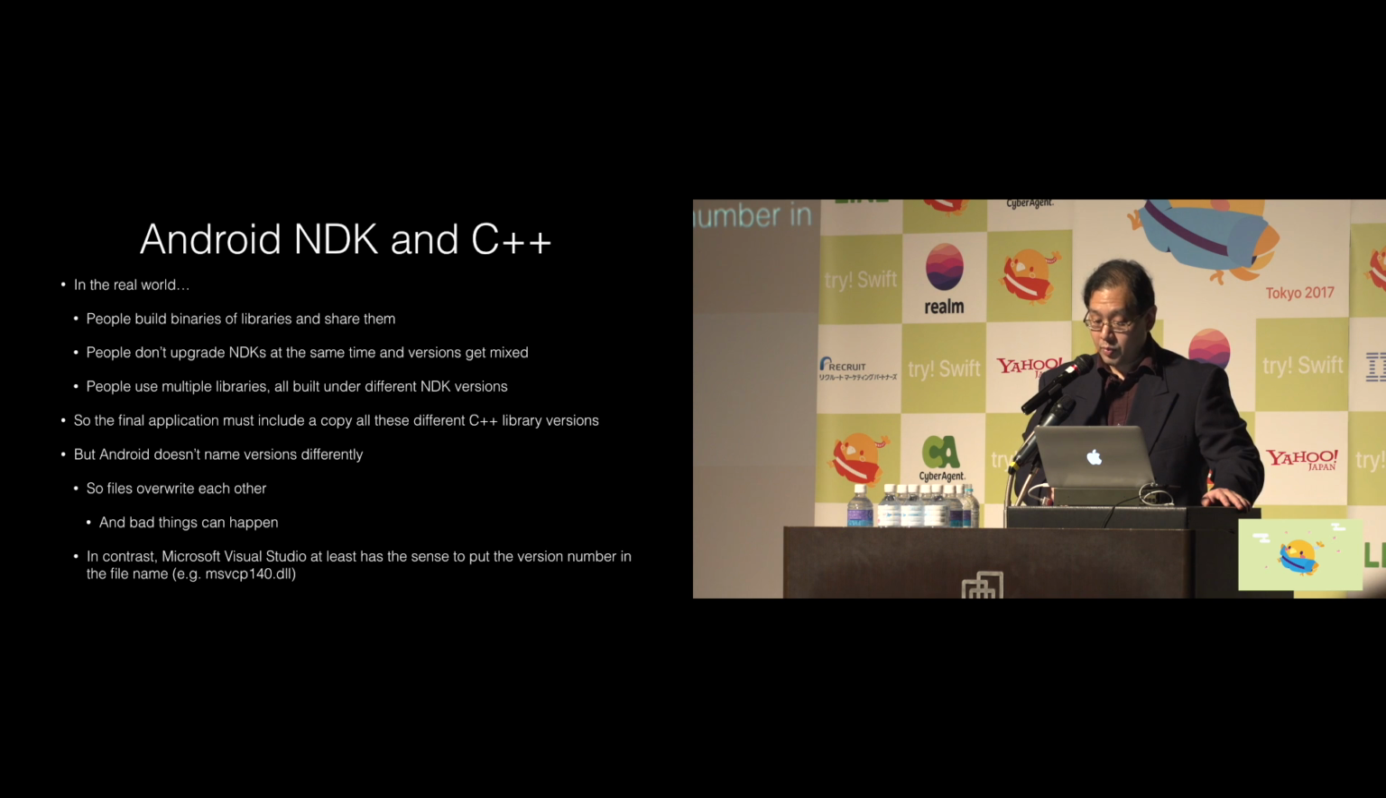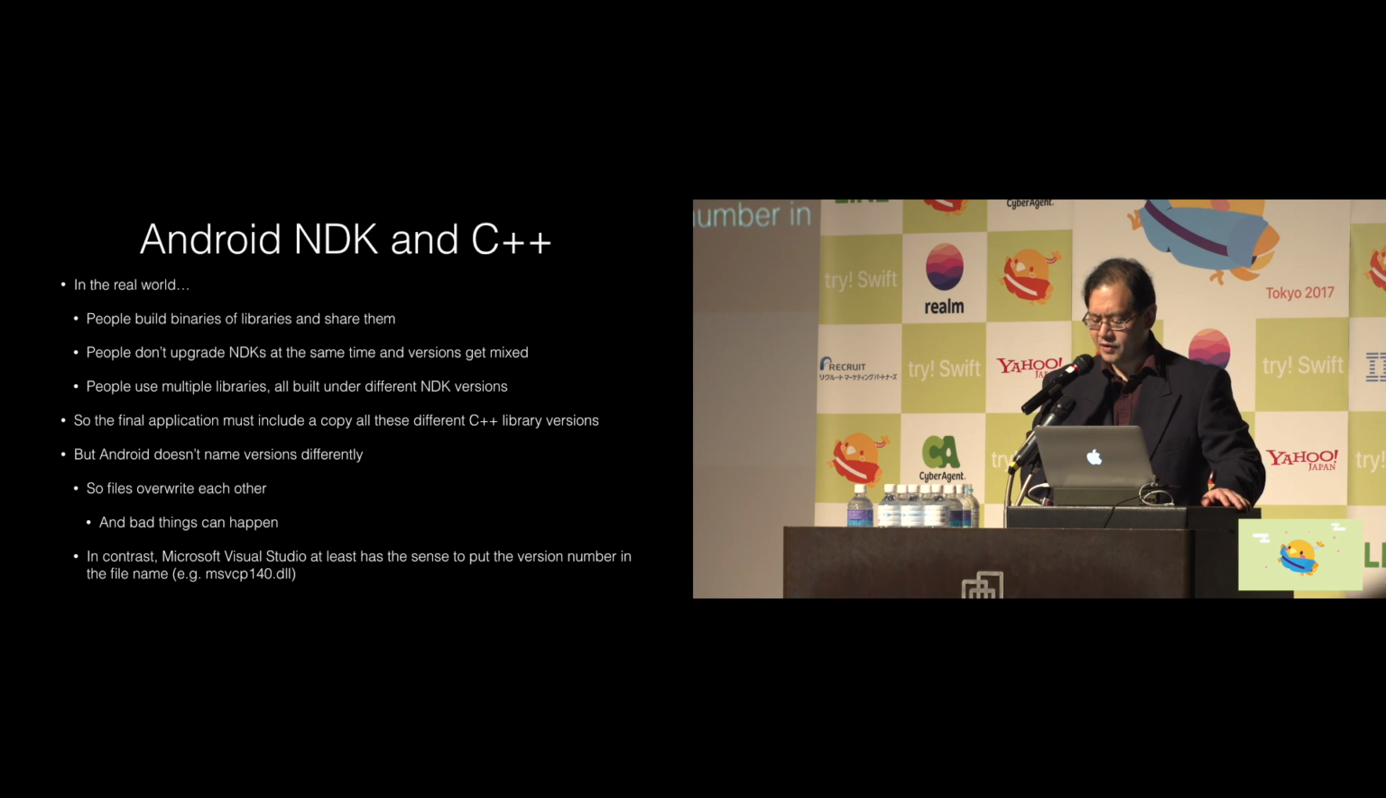In the real world, people build library binaries and share them. But people don't upgrade their NDKs all at the same time, so versions get mixed. Also, people use multiple libraries, and each library could be built with a different NDK version. So you'd expect that the final application must include a copy of all these different C++ standard library versions that all your different libraries depend on.